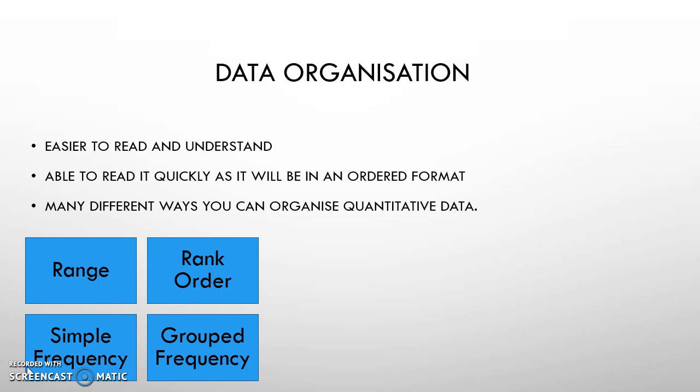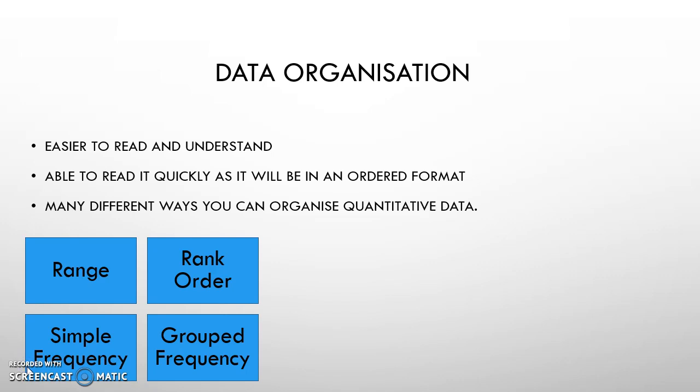Rank order is, say your table's all jumbled up. It's not in order whatsoever, it's just person A got 27, person B got 34, person C got 42. You'll then put that all in order, with the person who jumped the highest at the top and the person who jumped the lowest at the bottom.